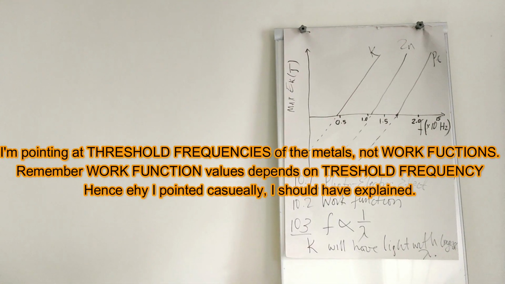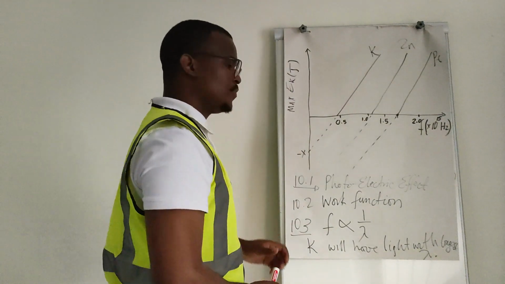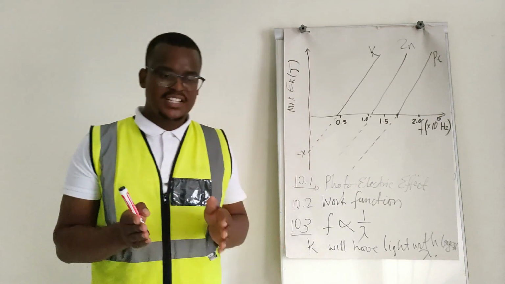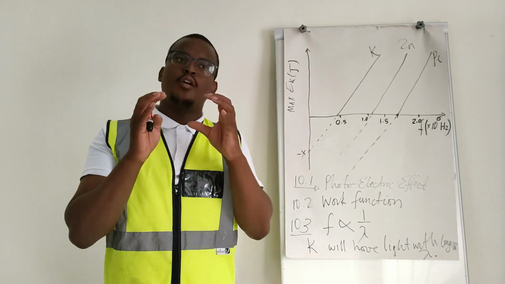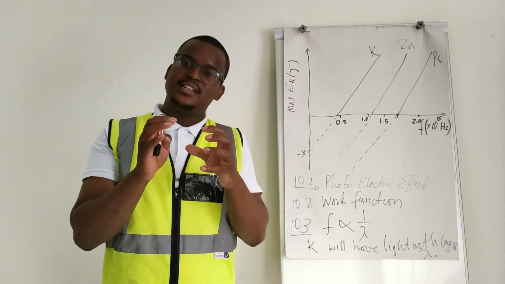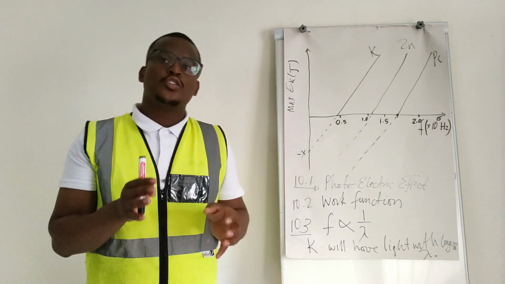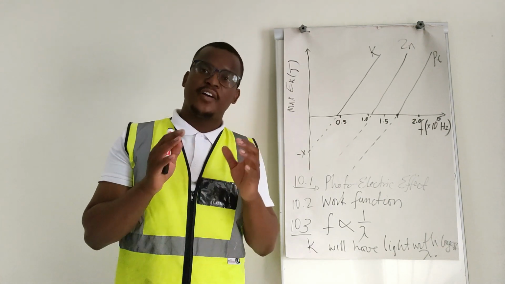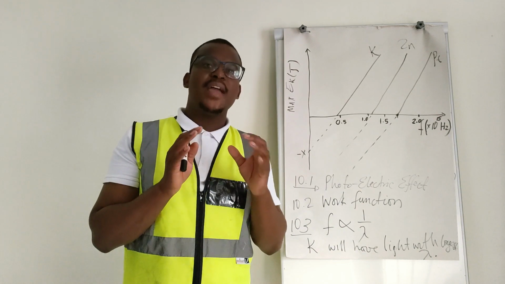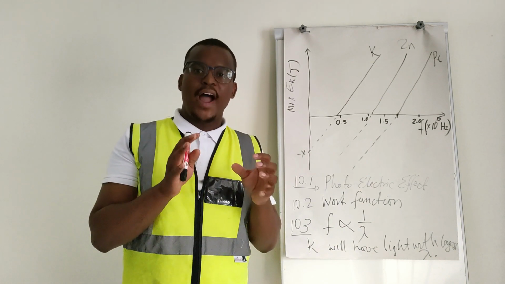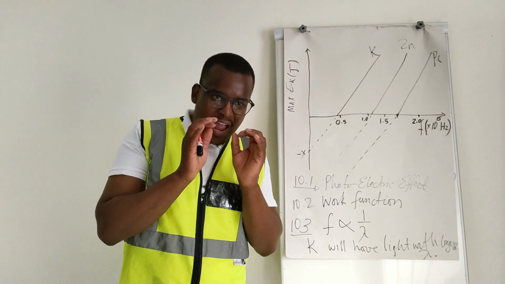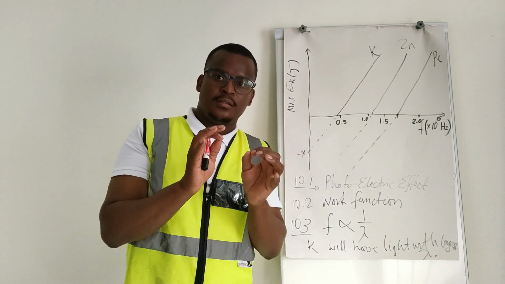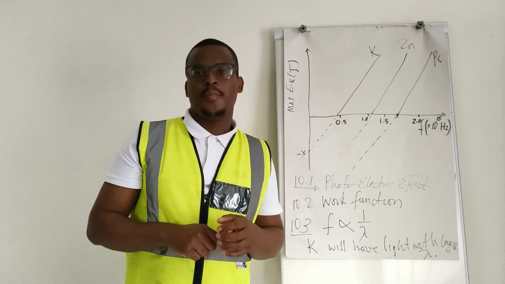So what is the work function? It's what we are asked to define. Like I said, it is the property of a metal. It is defined by the metal. So the work function is the minimum energy required by a metal for electrons to be emitted from the metal surface.